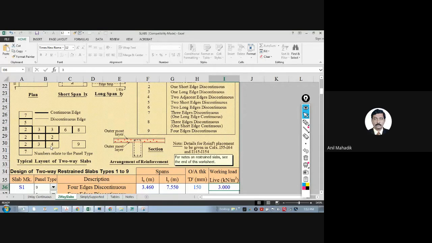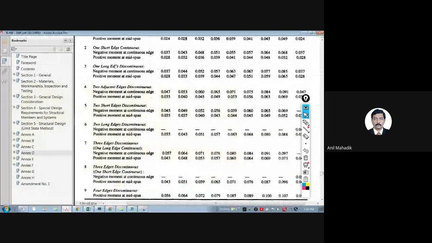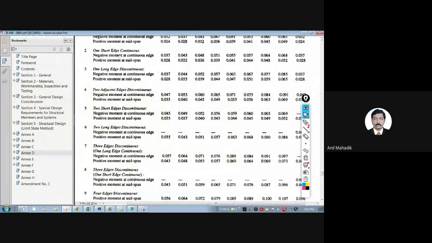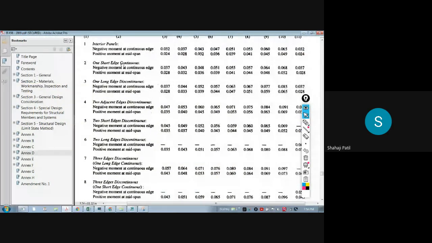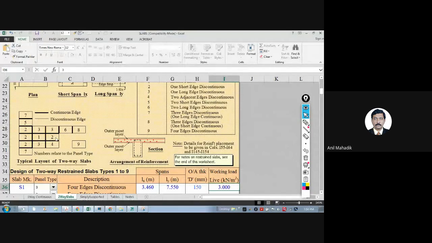Which is the case in our case? So this thick line is continuous and thin line is discontinuous. So what is our case in this? If you see this, number 3 has a long edge discontinuous. But ours is a short edge discontinuous. Second number. So 2 will be the case. Yes, number 2, so one short edge should be discontinuous. Something is wrong here. Yes, sir, something is wrong. So this is the case here. Even if you look at this picture, you will understand the case. So let's design that slab.